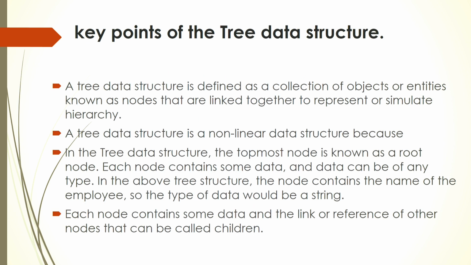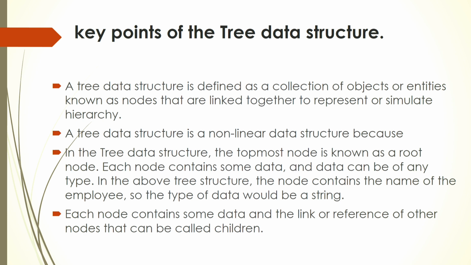Now, let's understand some key points of the tree data structure. A tree data structure is defined as a collection of objects or entities shown as nodes that are linked together to represent or simulate hierarchy. A tree is a non-linear data structure because it does not store data in a sequential manner. It is a hierarchical structure as elements in a tree are arranged in multiple levels. The topmost node is known as the root node.